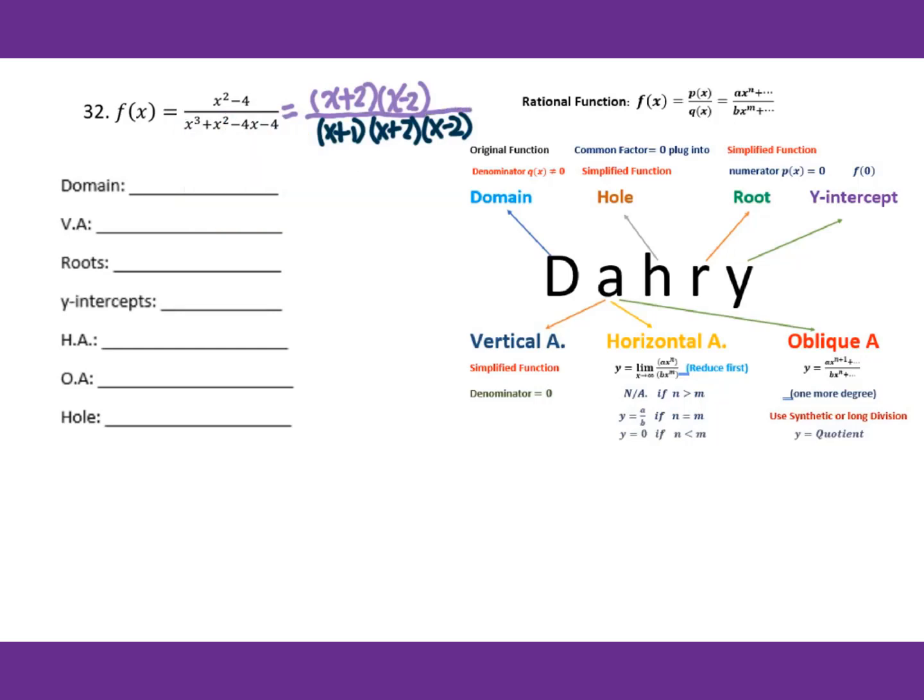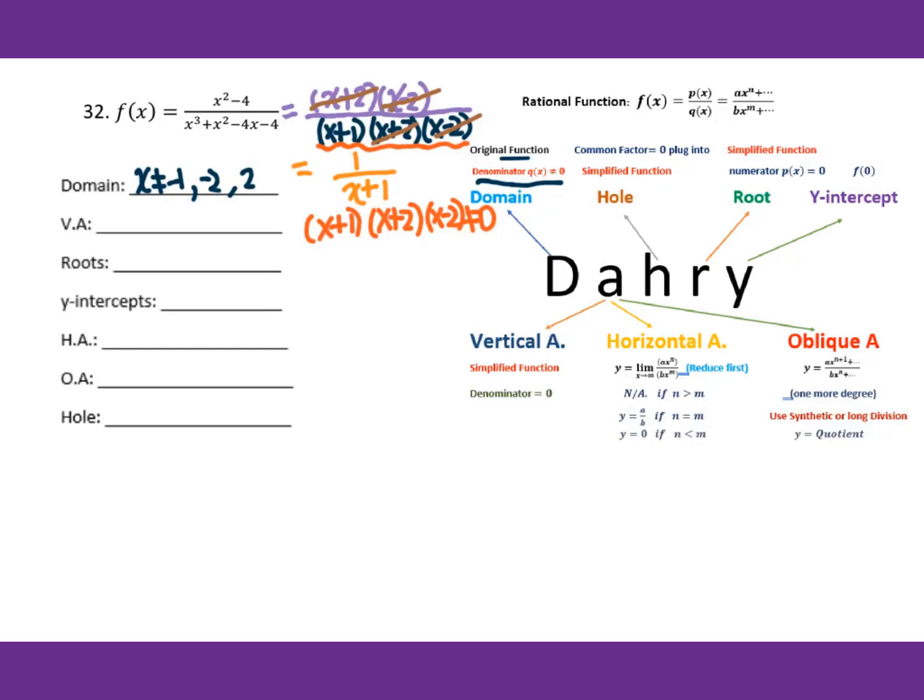Since there are common factors we can reduce, you will get 1 over x plus 1. Make sure to get the original function's denominator not equal to 0, which means for this one, you set up x plus 1 times x plus 2 times x minus 2 not equal to 0. Therefore, x not equal to -1, -2, and 2.